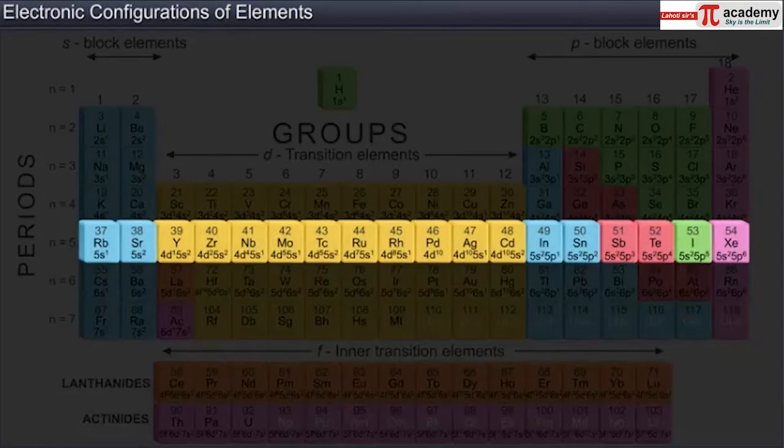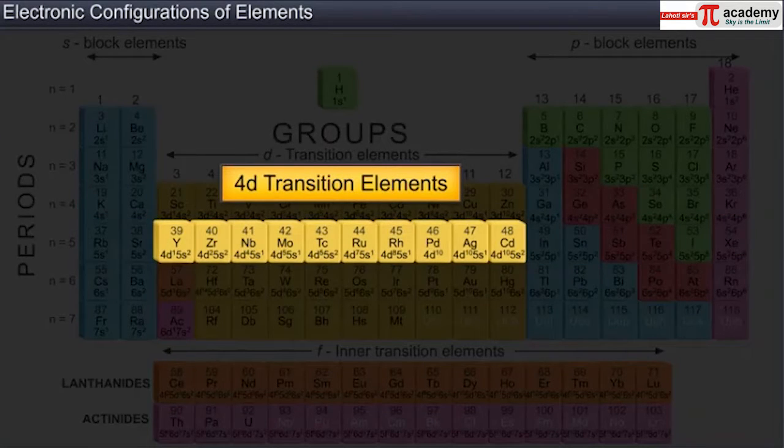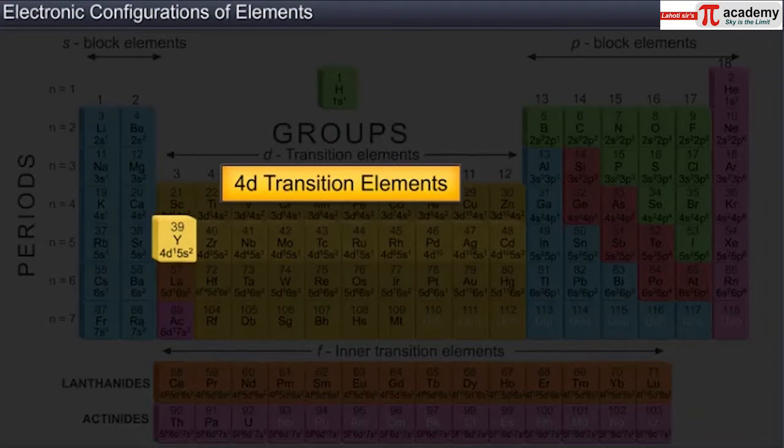The fifth period corresponds to the filling of electrons in the fifth energy shell, where n equals 5. This period contains 4d transition element series, which starts with yttrium, that has an atomic number 39, and ends with cadmium with atomic number 48.